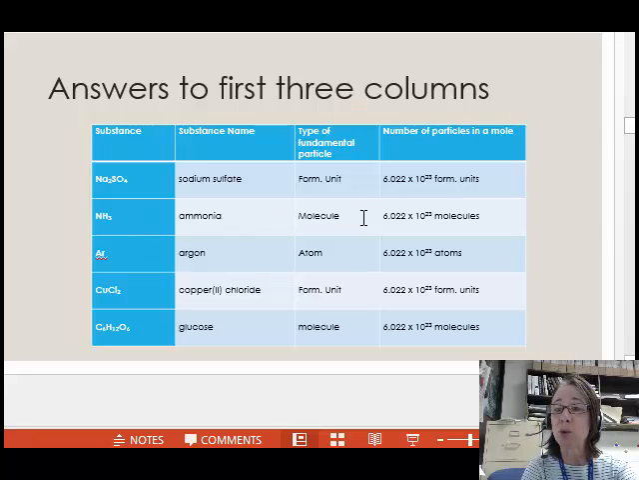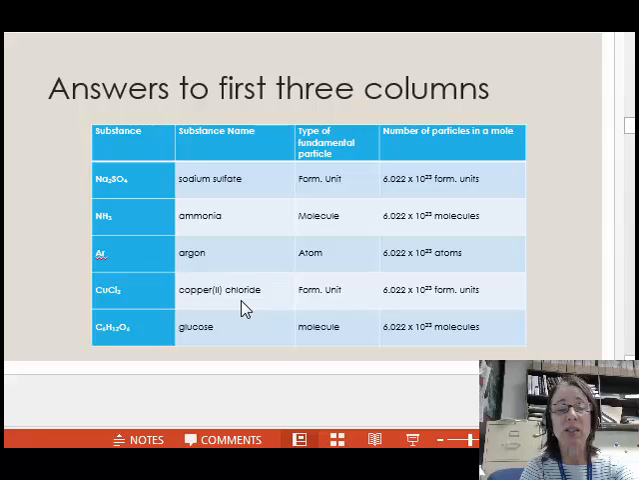Ammonia is comprised of 2 nonmetals, nitrogen and hydrogen, and thus is a molecular compound. Its fundamental particle is a molecule, and there are 6.022 times 10 to the 23rd molecules of ammonia in 1 mole of ammonia. The next chemical is argon. Argon is an element which exists as an atom. There isn't any subscript next to the formula. There are 6.022 times 10 to the 23rd atoms of argon in a mole of argon.